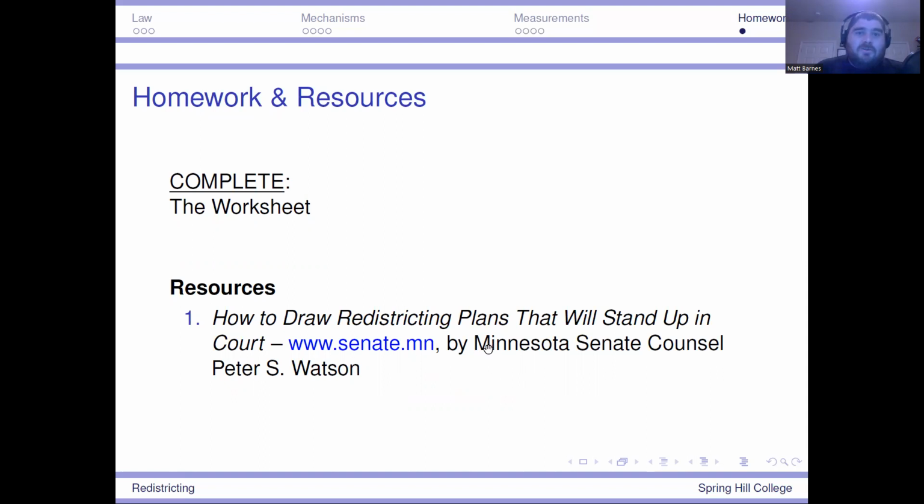And if you want to look at this as far as the resource for redrawing these districts and how they would stand up in court and some guidelines for that, the Minnesota Senate Council has a link here that you can follow if you'd prefer to do that and investigate a little more, because there is a lot to look at here.